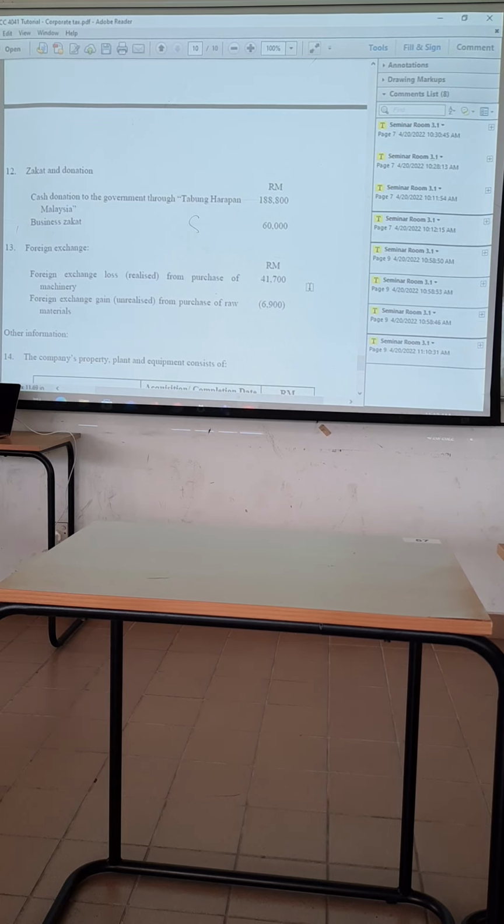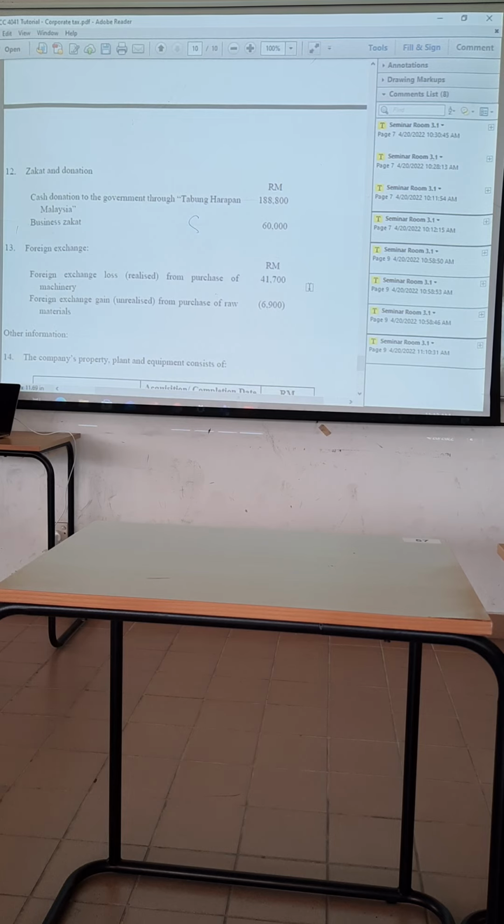Okay, forex. First, whether it's realized or unrealized. If it's unrealized, it's not allowed. But if realized, if it's revenue in nature, it's allowable, but if it's capital, not allowed. So the only forex allowed is realized revenue in nature. Everything else you add back.